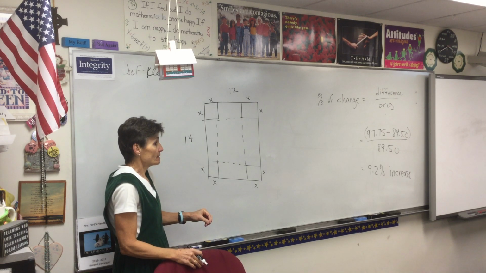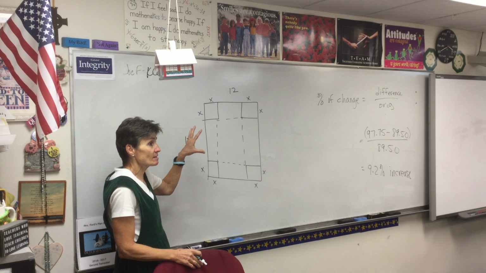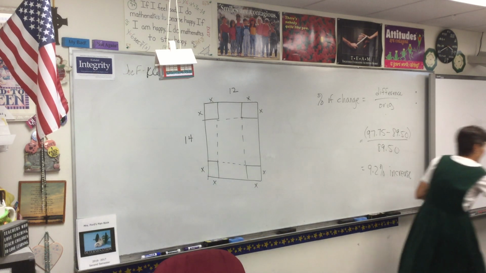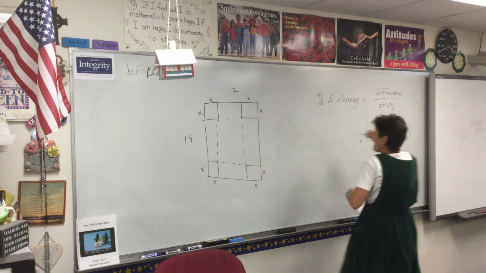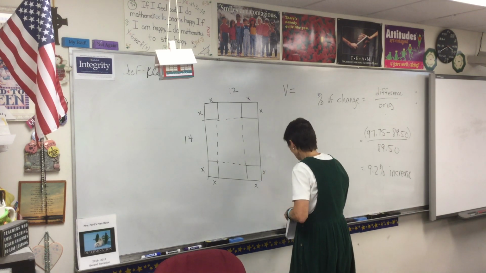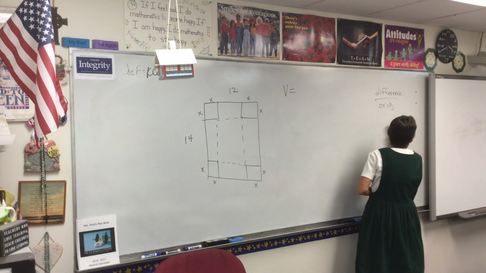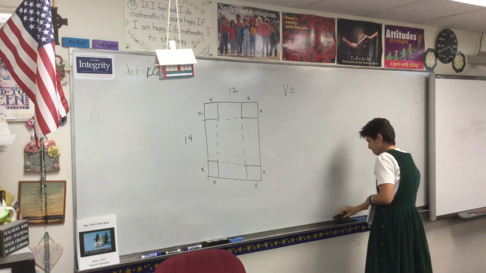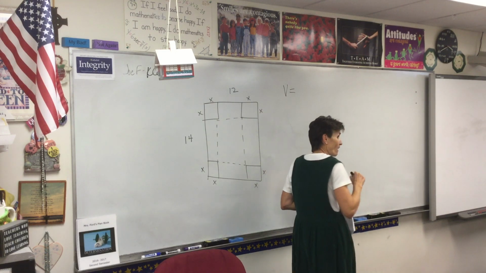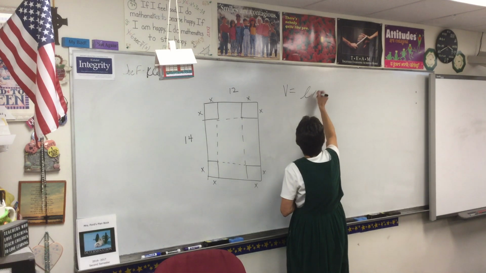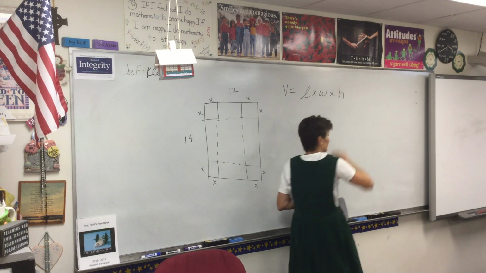Your job is to maximize the volume of that box. To maximize the volume, how do we find the volume of a box? What's the formula for volume of a rectangular solid? Length times height times width. Yep. Length times width times height.